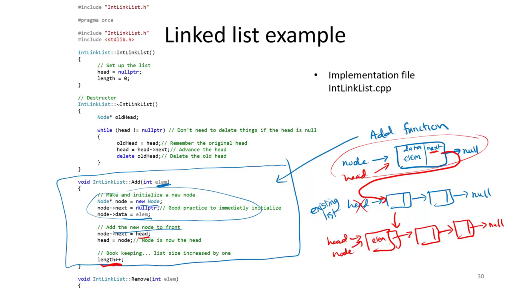And notice we do what's called bookkeeping. We have also incremented our length variable to keep track of the number of nodes in our list. Since we added this new node to our list, we have to increment our length value so that we have an accurate number of nodes that are present.